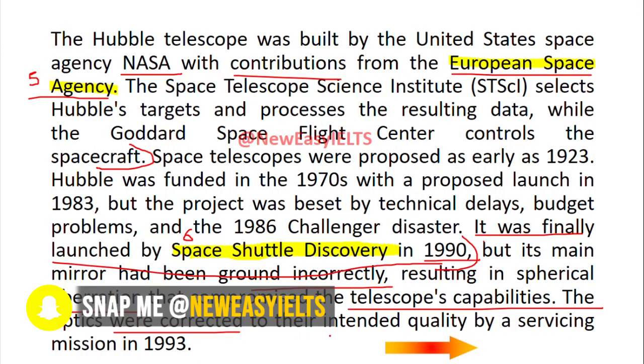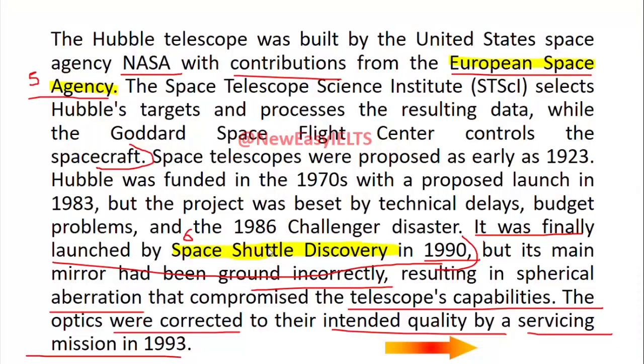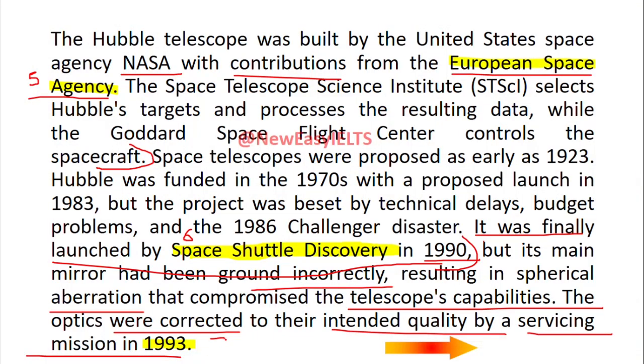So I know that the answer is here. The optics were corrected to their intended quality by a servicing mission in 1993. Okay, so the mirror was calibrated in. So we got the options: we can find the lab, we can find a place where it was calibrated, and the third is the time. We do not find anything related to place except the year. So the year was 1993, and that is our answer. 1993 is our answer. It is 7th.